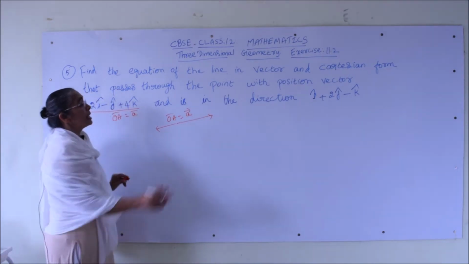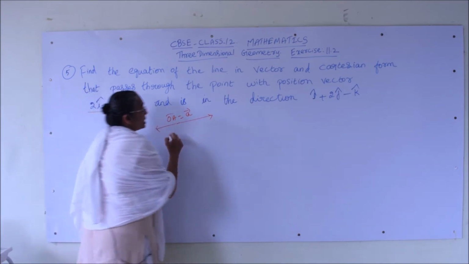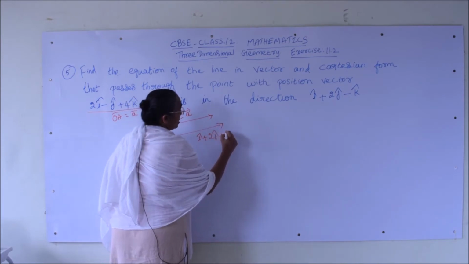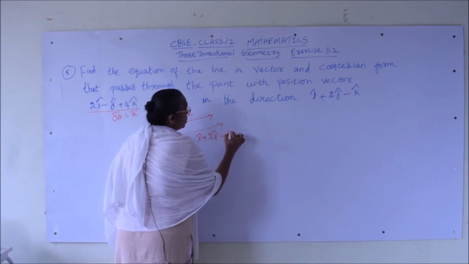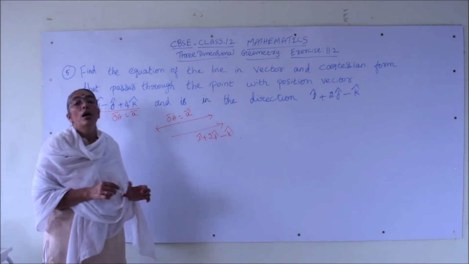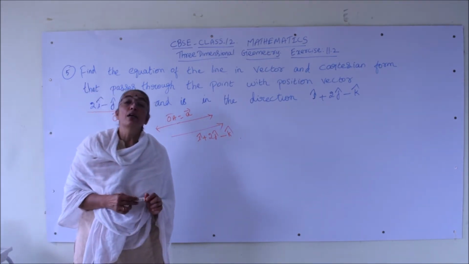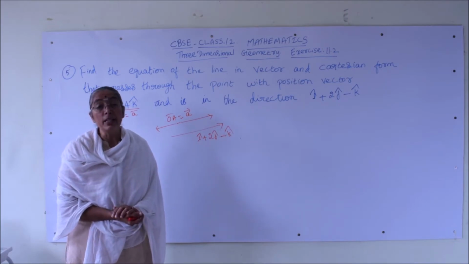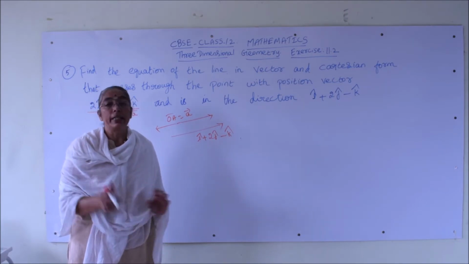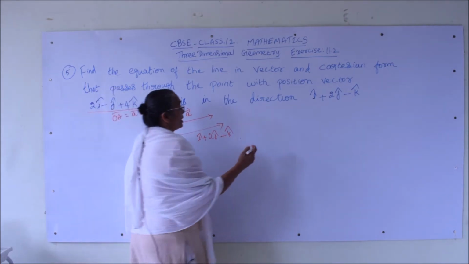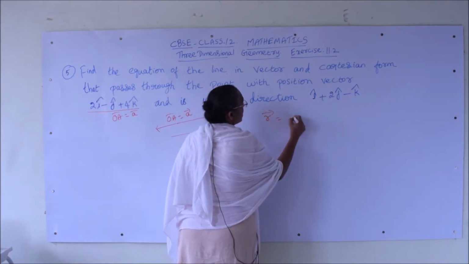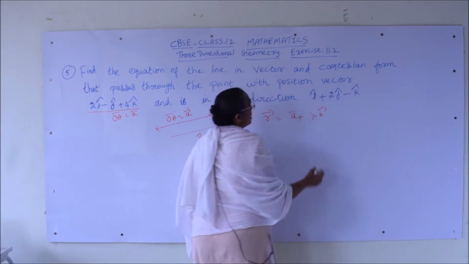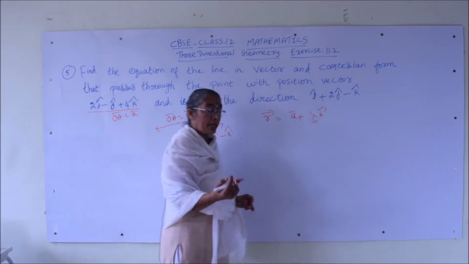and is in the direction of i cap plus 2j cap minus k cap. Let us recollect the formula of the vector equation of the straight line passing through the point whose position vector is A vector and parallel to the vector B: the vector equation is r bar equals A vector plus lambda into B vector, where lambda belongs to the real number system.